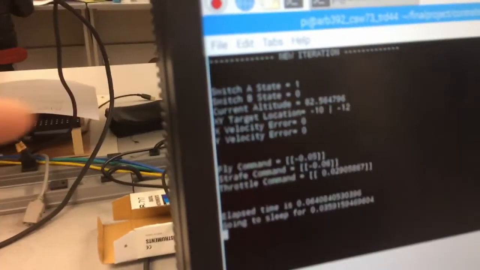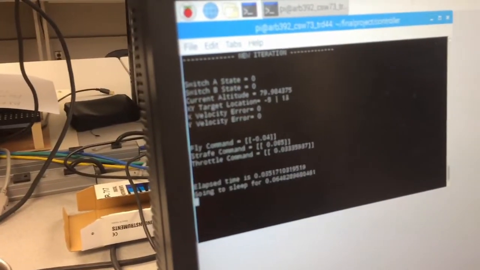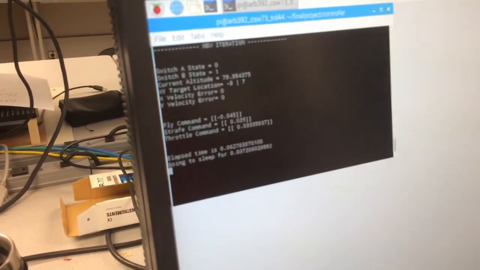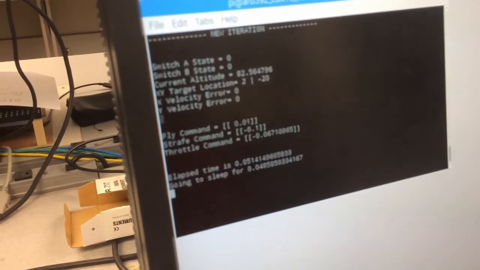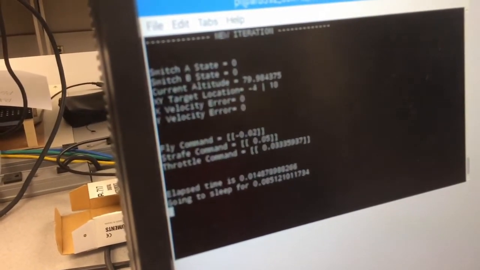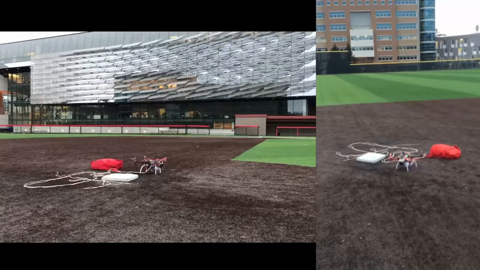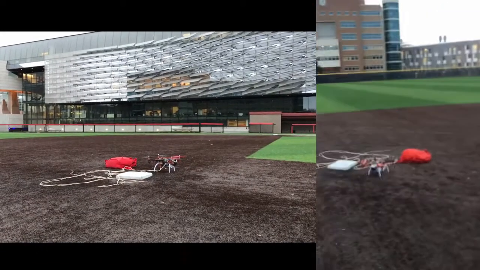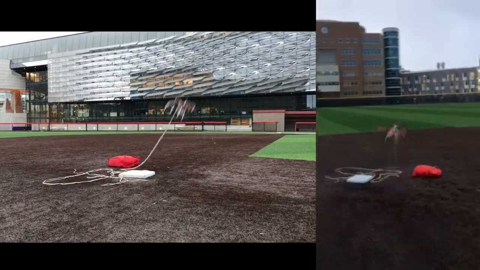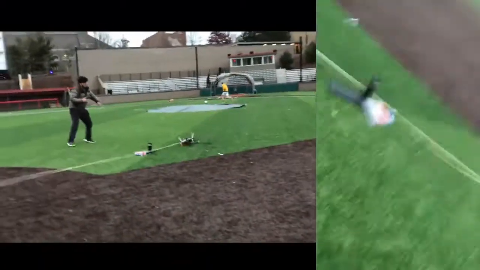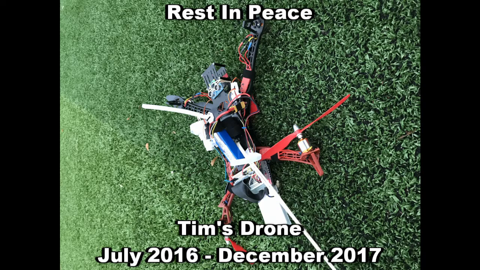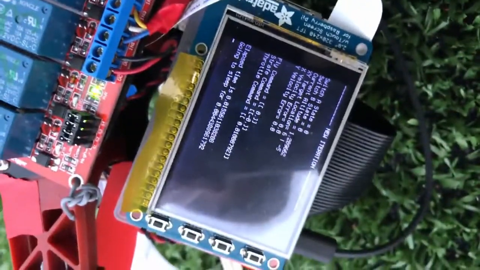Yep. So the switch states are there, right? A and B? Yeah, yep. A and B. Okay. B also changes C. Yep. Go. It's still running.